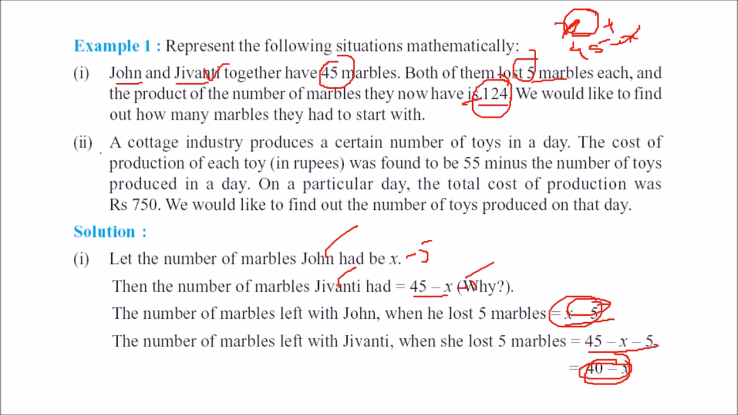Now the second situation is, a cottage industry produces a certain number of toys in a day. The cost of production of each toy was found to be 55 minus the number of toys produced in a day. So if X is the number of toys, then the cost of production is 55 minus X. On a particular day, the total cost of production was 750. So X into 55 minus X is equal to 750. We would like to find out the number of toys produced on that day.